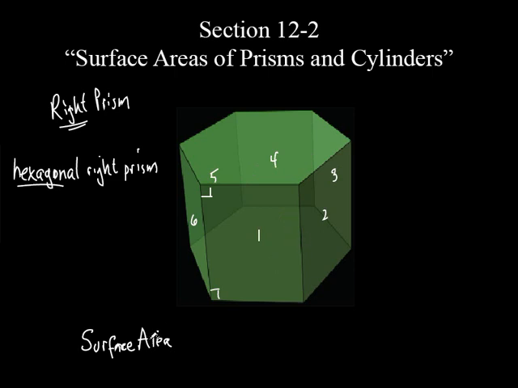So what we want to do is find the surface area of all 6 sides. We call that the lateral surface area. And I will show you something for that. That's an E. Lateral surface area. Lateral means side.